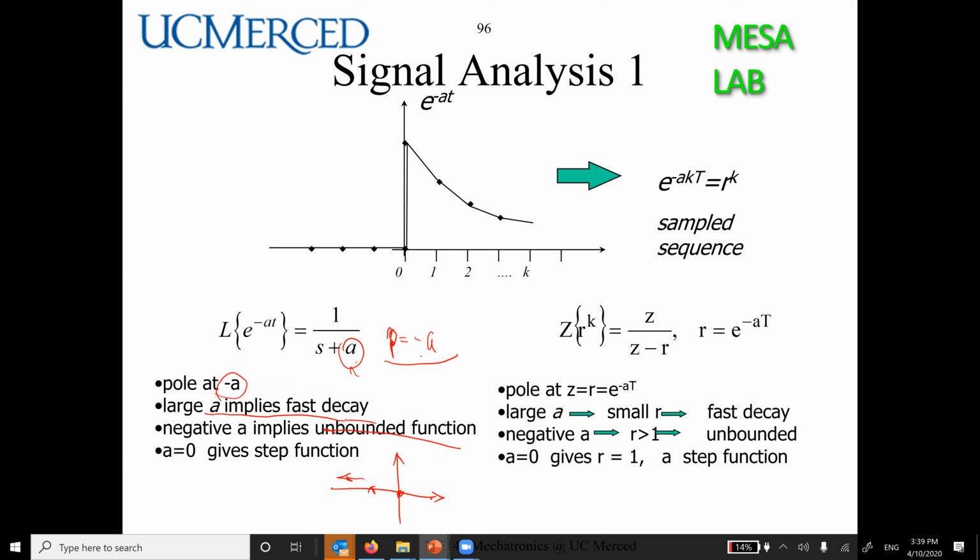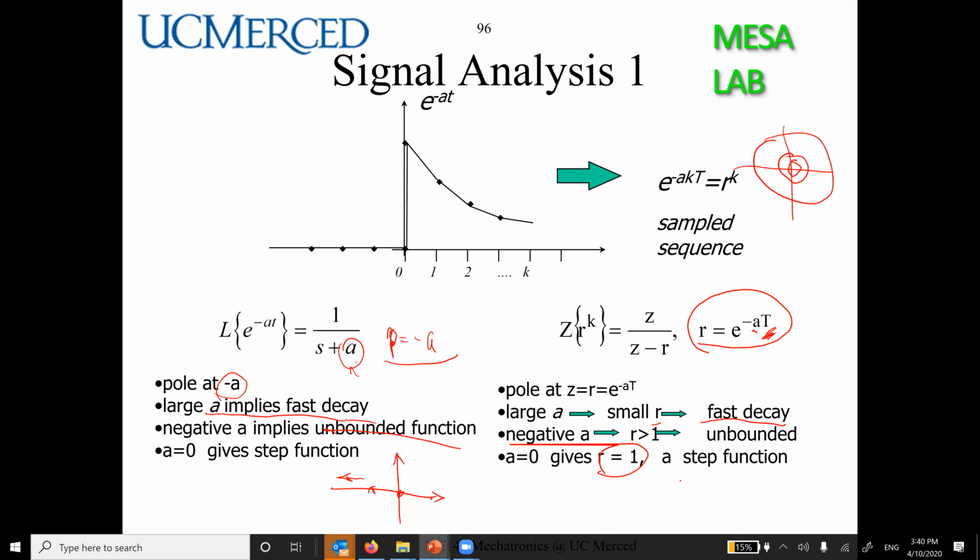By comparing the sampled data, we have learned this before. T is my sampling period. So a large A gives you a smaller r, a fast decay. Again, this is a unit circle, and you have a smaller circle as A goes big. Same thing. When A is 0, then r is 1.